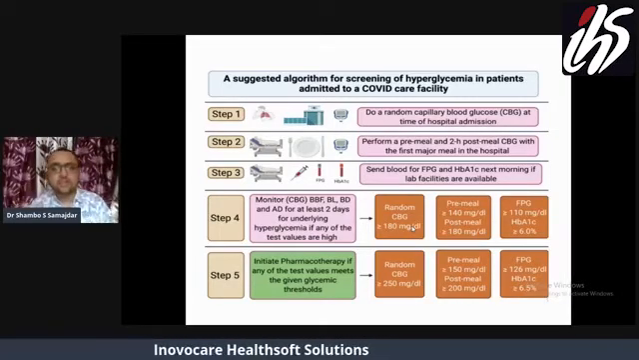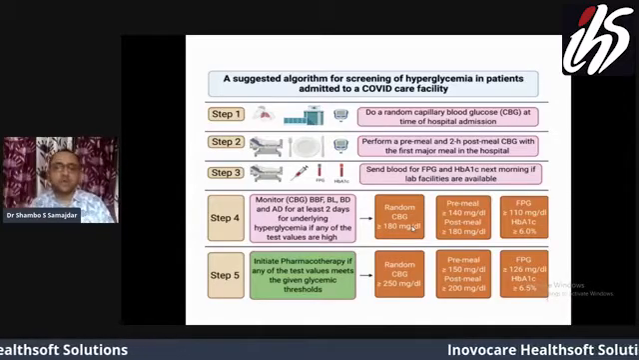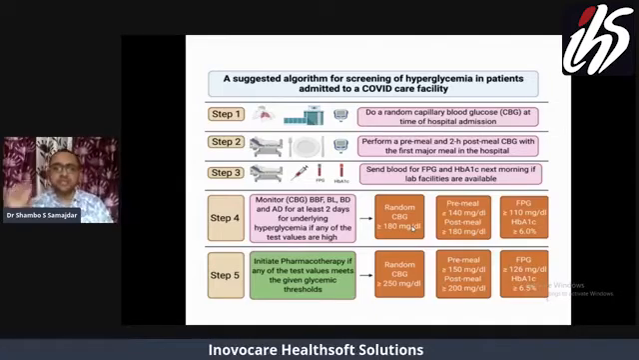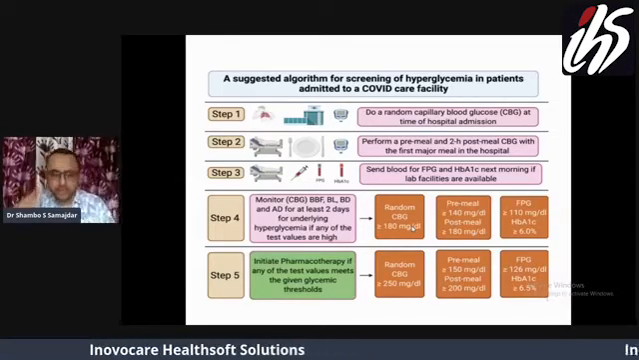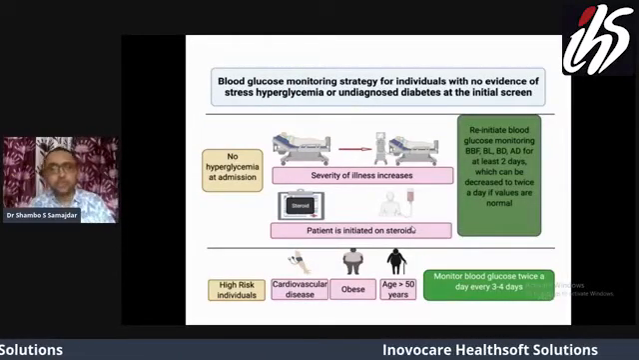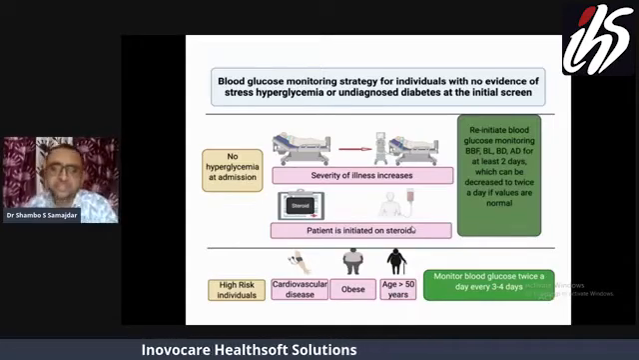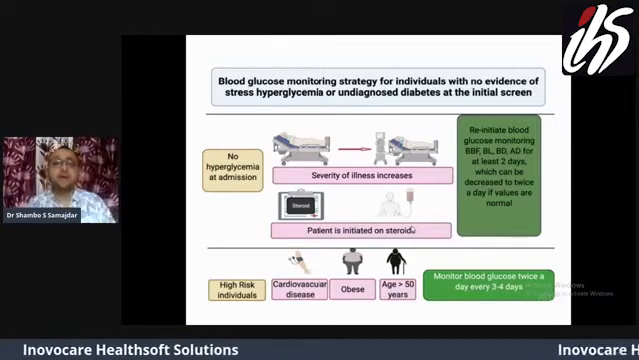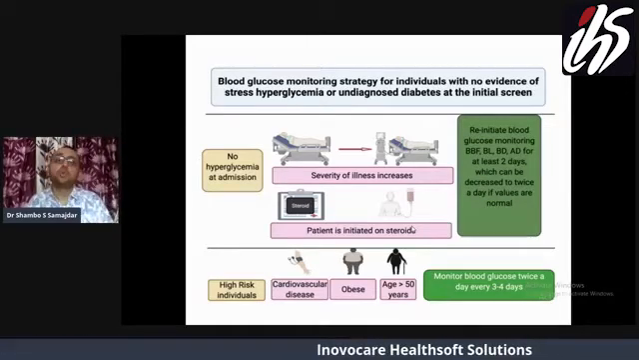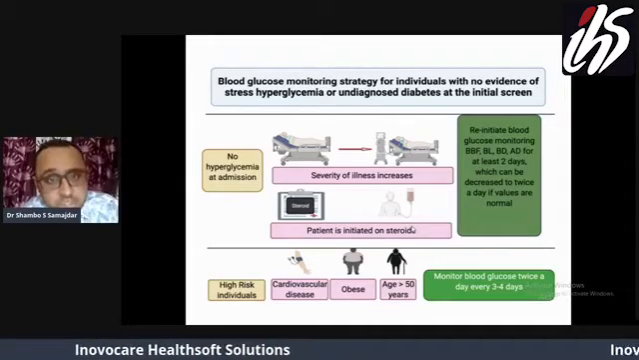But pharmacotherapy is required if the random CBG is more than 250, pre-meal more than 150, post-meal more than 200, fasting more than 126, and HbA1c more than 6.5%. And as I had already mentioned, we need to do the urinary ketone body test and check the pH and bicarbonate level if the CBG is at any time more than 250 mg/dL. So we need to be very clear on that. We should not miss diabetic ketoacidosis patients.